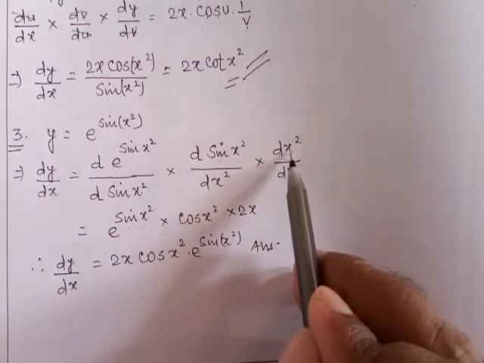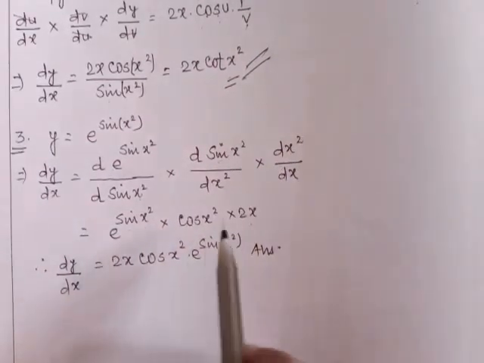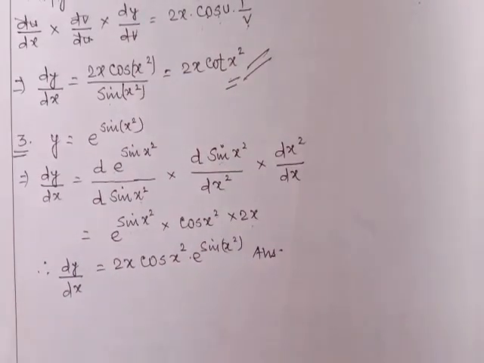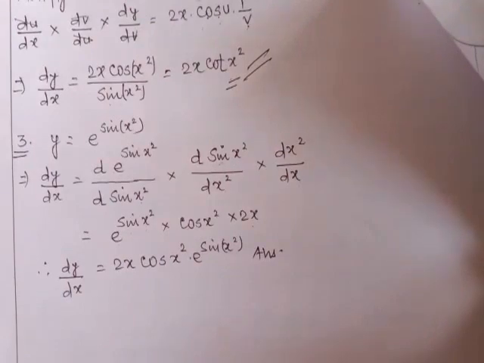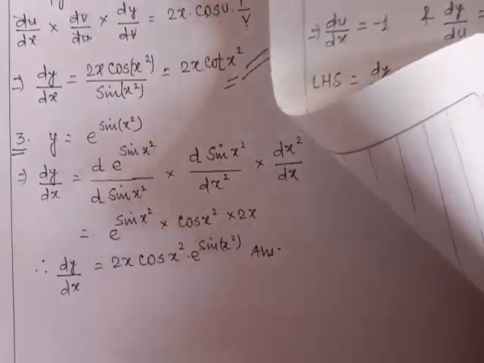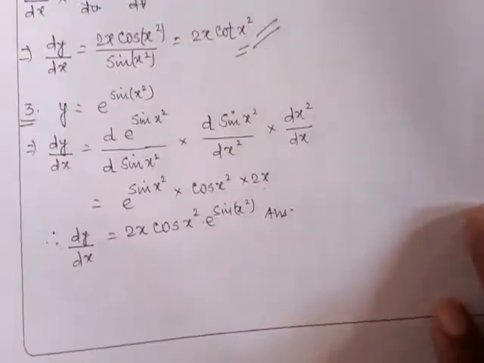Finally arrange them. 2x cos x square into e to the power sin x square. Now this problem should also be done by using proper substitution. See another method.